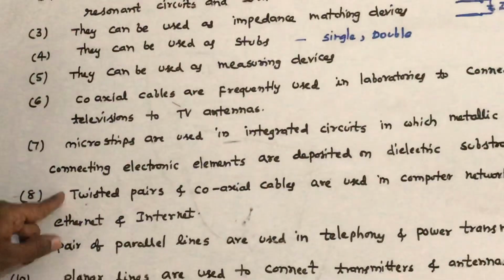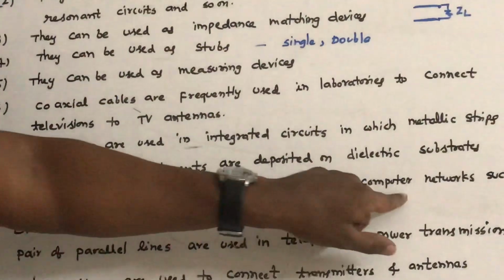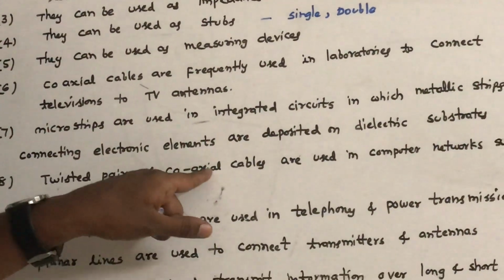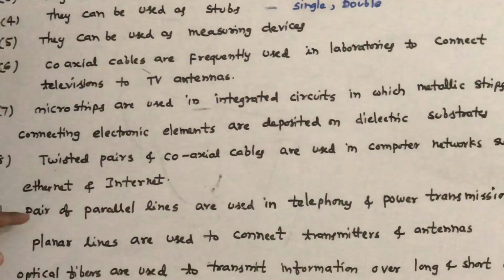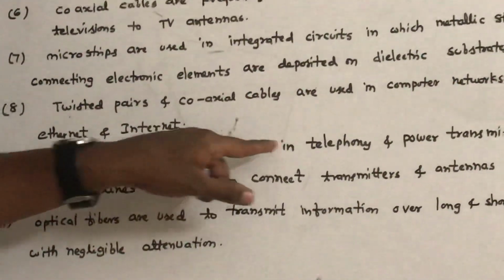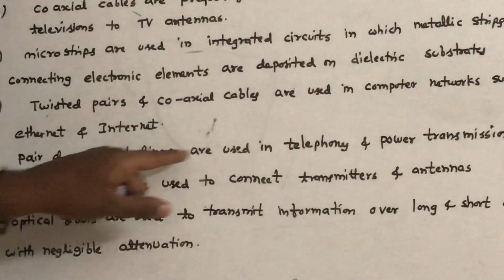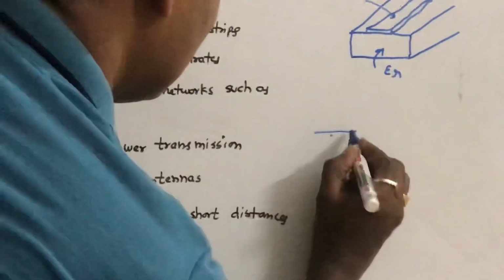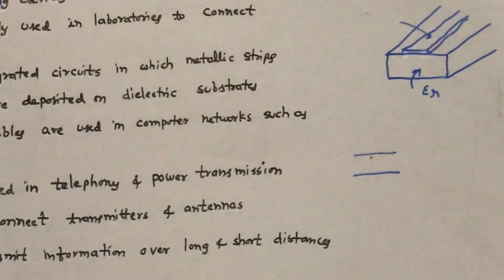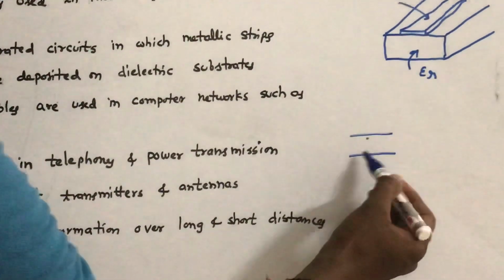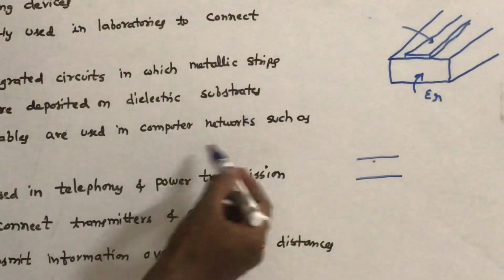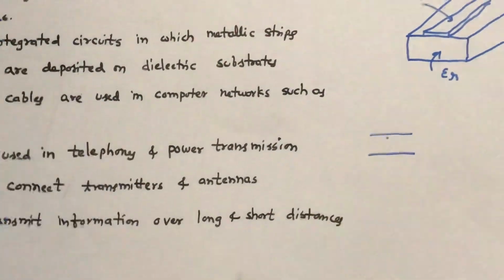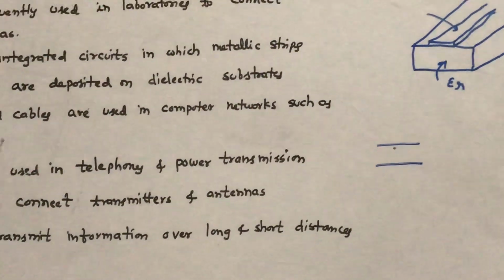The next thing is twisted pairs and coaxial cables are used in computer networks such as Ethernet and Internet, where we regularly use LAN cables. The next application is pairs of parallel lines used in telephony and power transmission. This is a pair of parallel lines. This type of pair of parallel lines is used in telephone circuits and power transmission. We regularly see them in power cables where we transfer power. This is one of the applications of transmission lines.